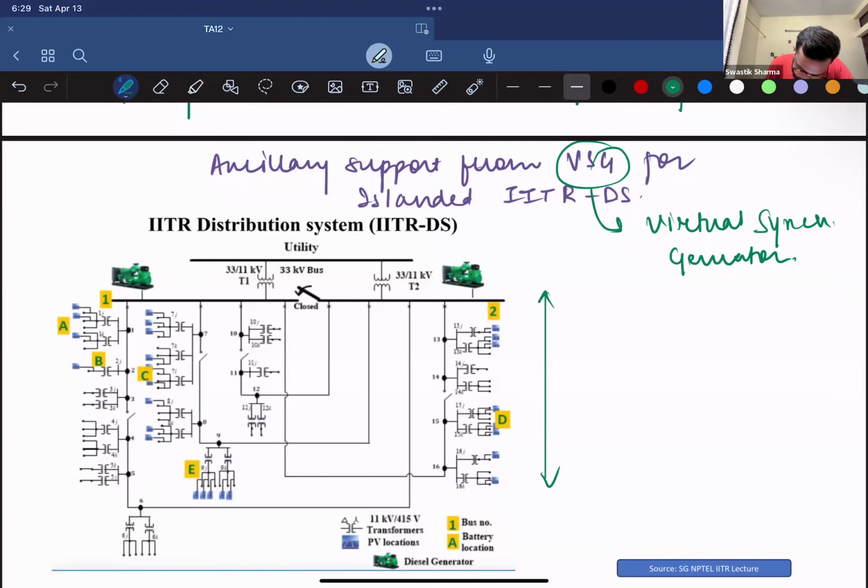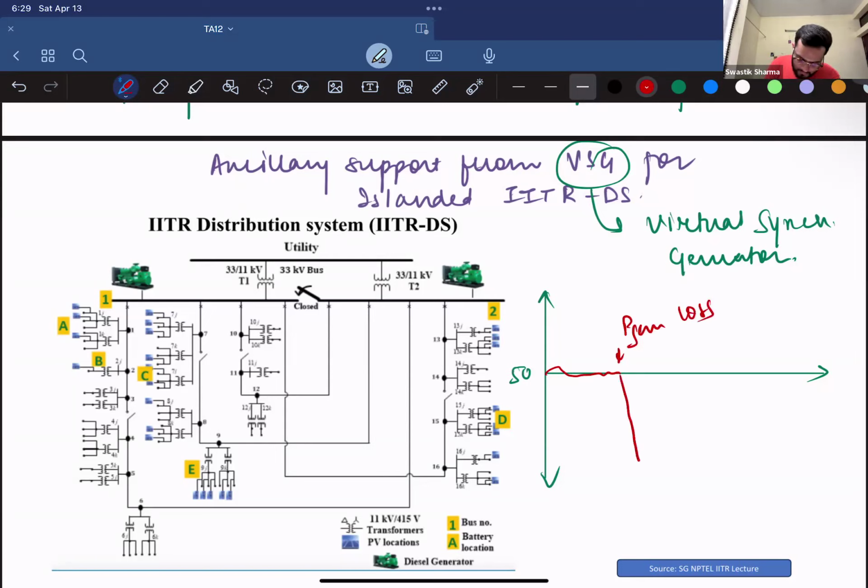So let's say that this is your 50 hertz frequency. The frequency was working fine. It was like 50 hertz up and down. But then as soon as, let's say, PGen loss happens, the frequency starts dipping. Now to control this dip, each synchronous generator has some kind of inertia in it. I mean, it's a rotating body, right?